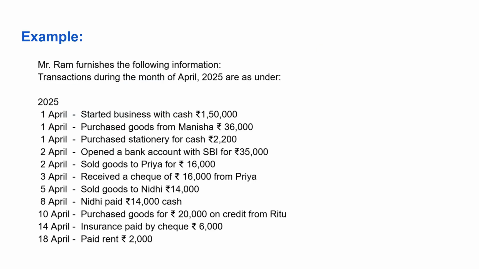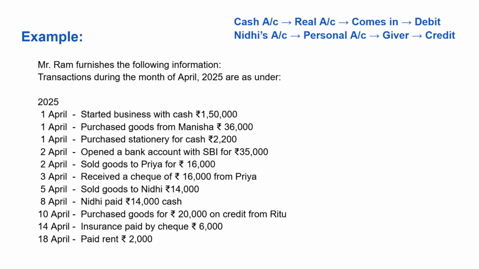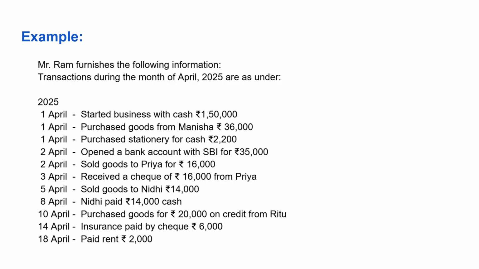8th April, received cash from Nidhi 14,000 rupees. On 5th April, we sold goods to Nidhi, and now we are receiving cash from Nidhi. Here the two accounts affected are cash account and Nidhi's account. Cash account is real account, and cash comes in the business, so it is debit. And Nidhi's account, Nidhi is person, so it is personal account. And Nidhi is the giver of cash, so it is credit. Let's see how we'll record it.